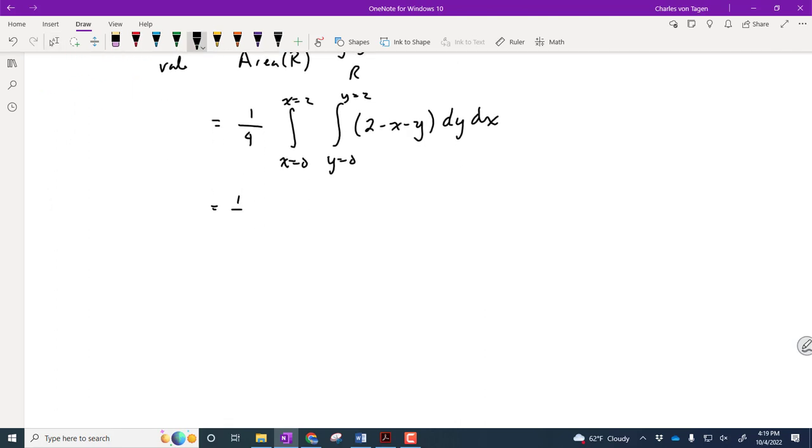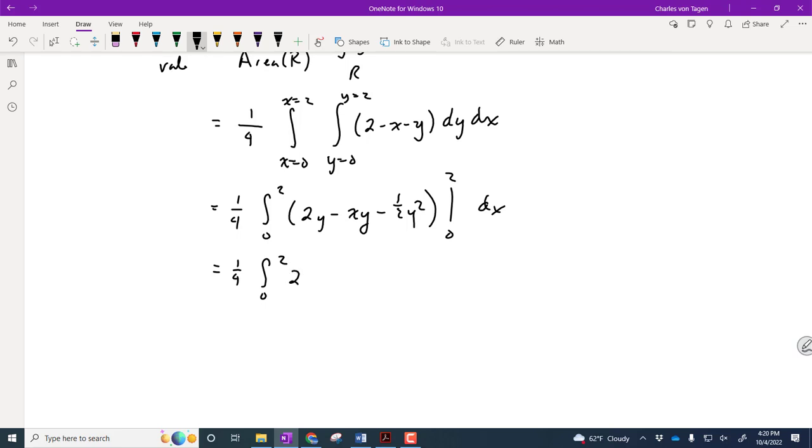So this gives us 1/4 integral from 0 to 2 of 2y minus xy minus 1/2 y squared, evaluated between 0 and 2, dx. So let's see here, that'd be 4 minus 2x minus 2, which is 2 minus 2x, I think. Double check me, folks.